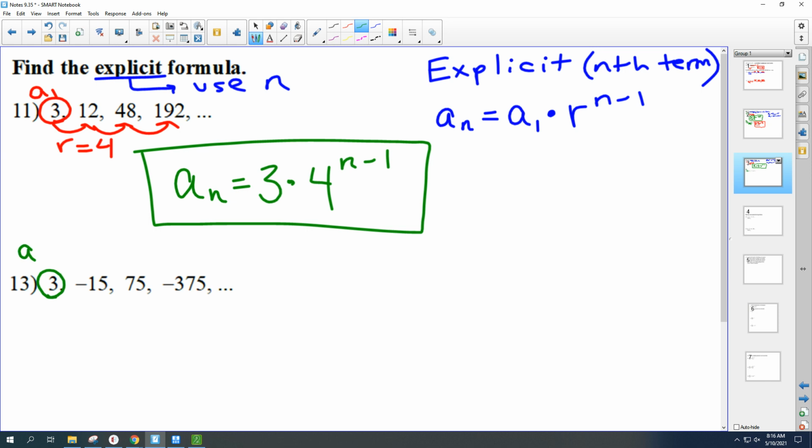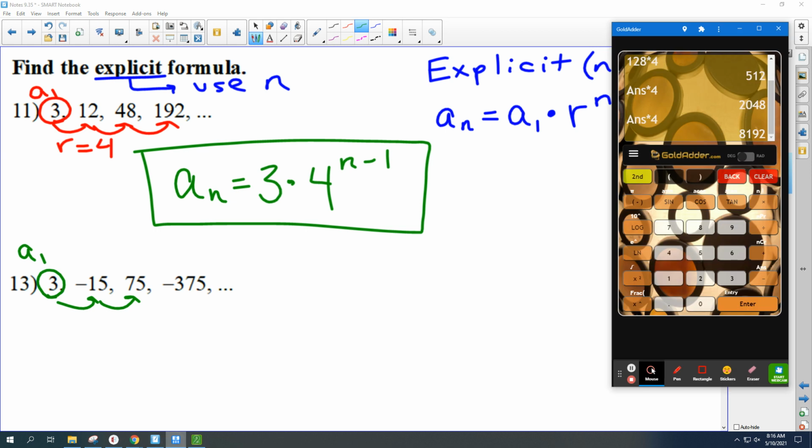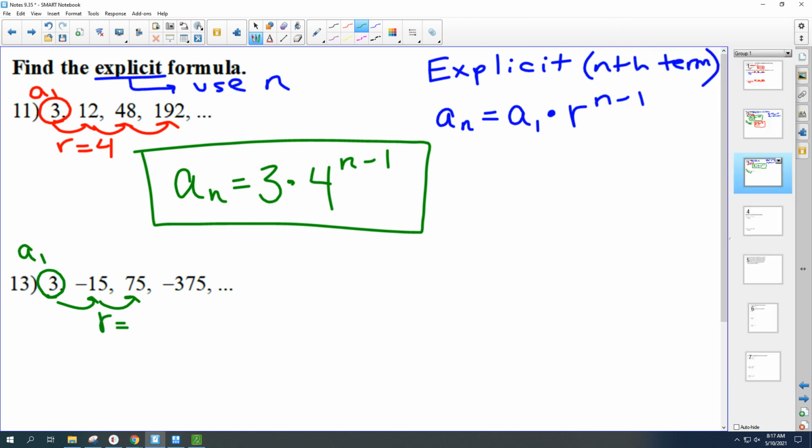Number 13. Obviously, the first term is 3. A1 is 3. You've got to be able to figure out how to get to that next term. So again, if you couldn't just see it, you could always start with a number and work backwards. Negative 15 divided by 3 is negative 5. So you should be able to see at some point, if you can't tell that r is negative 5, then divide a number on the right by the number right before it on the left. But you can see r equals negative 5 because it's times negative 5, times negative 5, times negative 5.